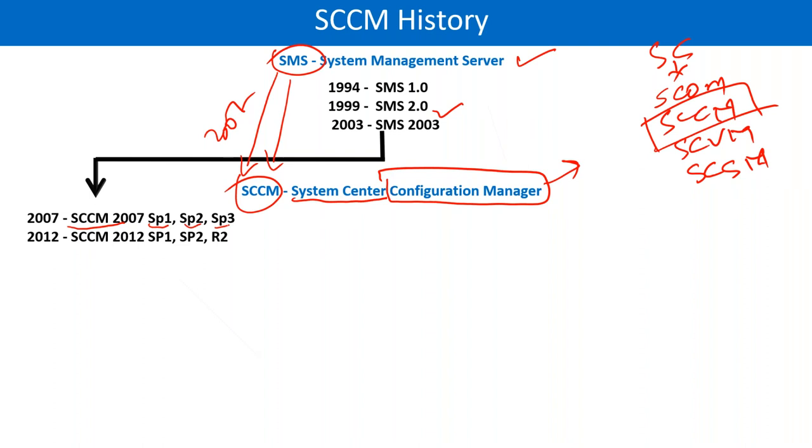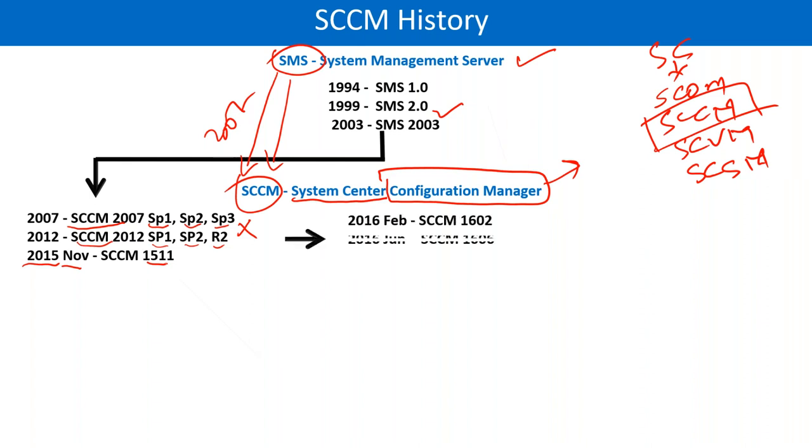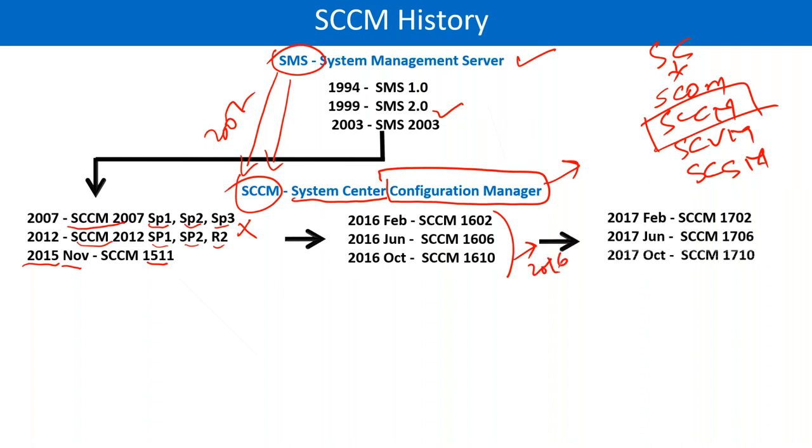Then Microsoft again released a few versions in the year 2012, like SCCM 2012, then SP1, SP2, and R2. Now they are not going with this naming convention, like SP1, SP2, R2. They have now stopped it and they are now using the year and month. So 2015 November, they are using 1511, SCCM 1511, so year and month. Similarly, in the year 2016, they released these three versions. In the year 2017, they released these three versions. So every year, they are now releasing SCCM three times a year, in February, June, and October.